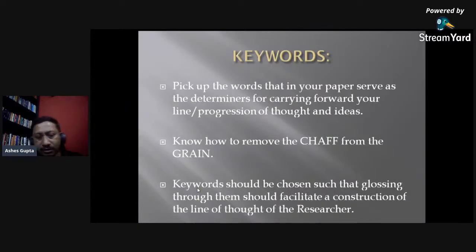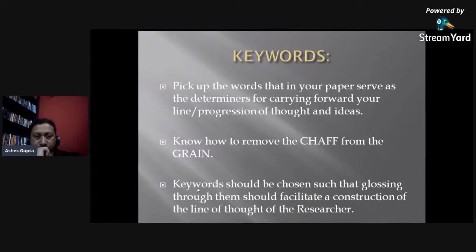Then comes this section which we call keywords. Many journals ask for this. What are the keywords? Pick up the words that in your paper serve as the determiners for carrying forward your line of thought, your progression of thought and ideas. There are certain very important words in the body of your research paper which tell the reader about your line of thought, your course of argument, your progression of ideas. Pick up those words only.